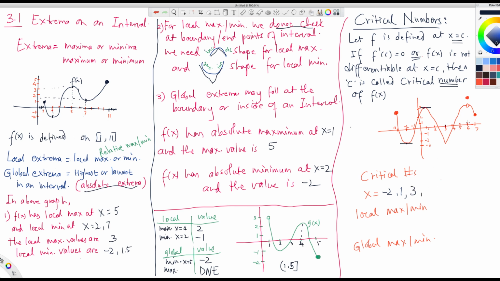And then at 6, the derivative does not exist. Why? Because the function is not continuous. If a function is not continuous, then the derivative does not exist at that point, right? So 6 as well.